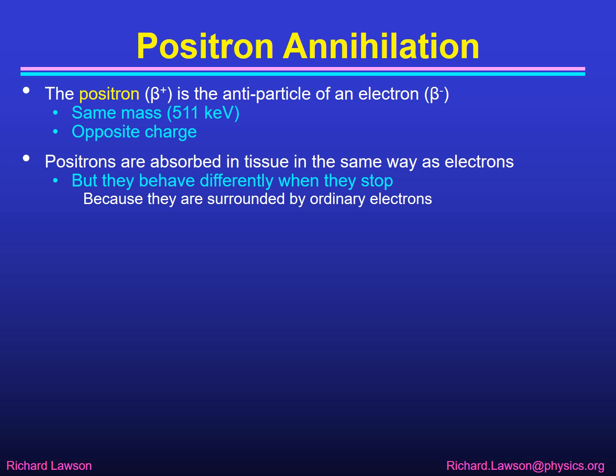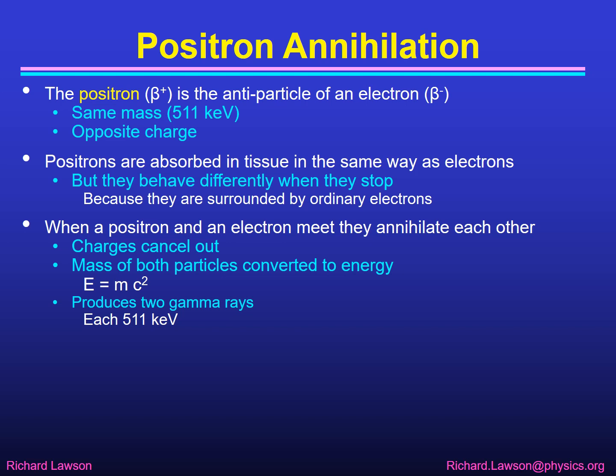But when they stop, they do behave differently, because they find themselves surrounded by material containing lots of ordinary electrons. So when a positron and an electron meet, they just annihilate each other, cancel each other out in charge, and the mass of both particles is converted purely to energy, according to E equals mc squared. So it produces 2 gamma rays, each with 511 keV of energy. So the process is that the positron will slow down and stop, meet an electron, and the two will annihilate, and we get 2 511 keV gamma rays coming off.